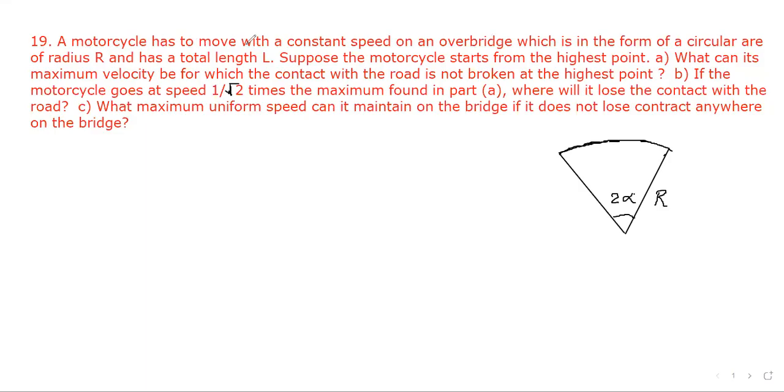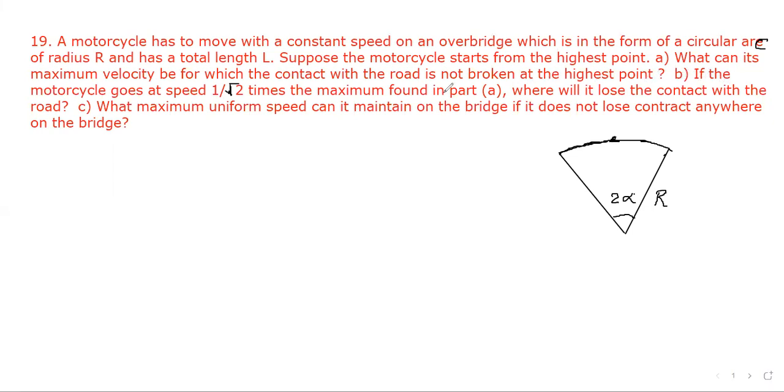A motorcycle has to move with a constant speed on an overbridge, which is in the form of a circular arc of radius r and has total length L. Suppose the motorcycle starts from the highest point. What can its maximum velocity be for which the contact with the road is not broken at the highest point?